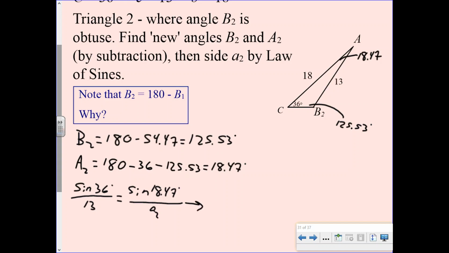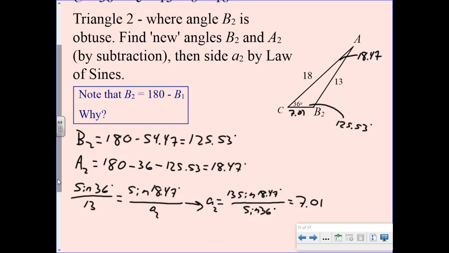And that's going to lead me to A2 is equal to 13 sine 18.47 over the sine 36. And that is going to be equal to 7.01. Okay, and that is your second side of that triangle.